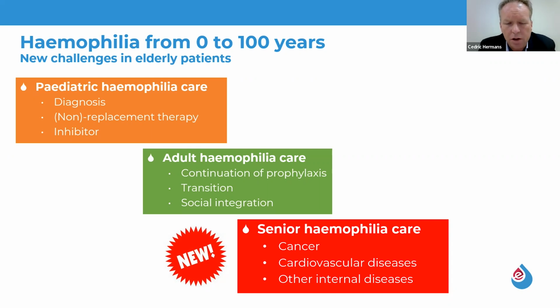And considering now the older patient with hemophilia, the senior group, this patient is now facing several health problems such as cancer, internal disease, but also cardiovascular disease. And it's clear that more and more we have to manage cardiovascular diseases in our patients with hemophilia.